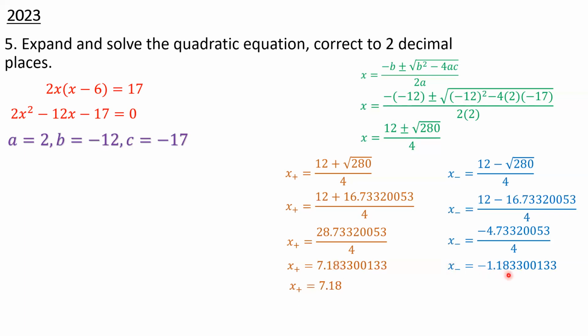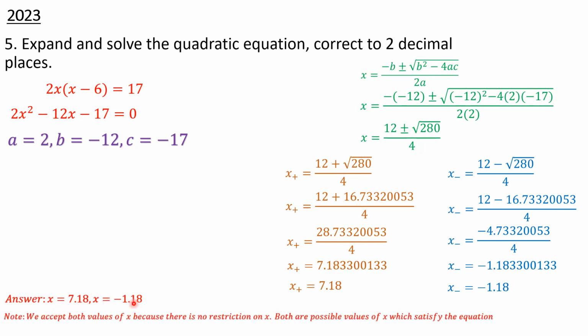And then same thing for this one. 3 is less than 5. So it's just going to be negative 1.18. And so that means that we have 2 values of x that satisfy this equation. We have x is equal to negative 1.18, and the other one is x is equal to 7.18. And so those are the values of x that satisfy the equation.